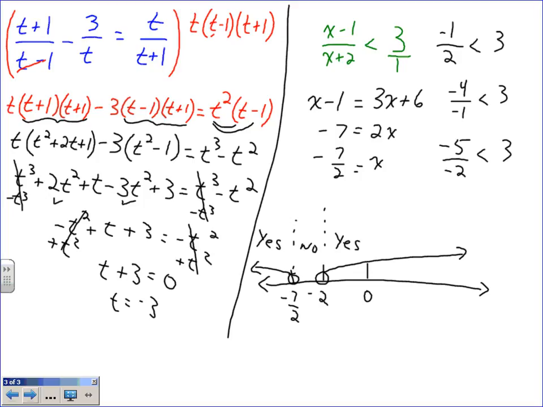Remember what I said about these intervals? A lot of times, not always, but most times, these intervals alternate. If one works, the next one won't, and the next one will. So they sort of alternate. And so this becomes an OR statement. X is less than negative 7/2, or X is greater than negative 2. Okay?